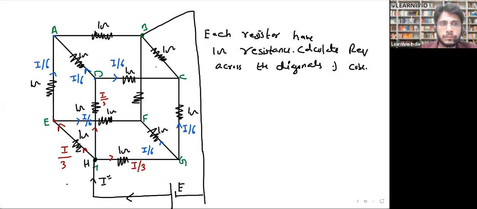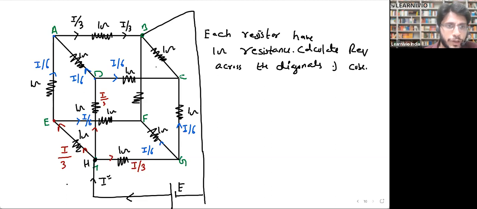At point A, all are coming. I don't see all currents coming. Here, 3 are coming, 2 are coming. See, one is coming from each way. I by 6 is not there. 2 are coming. So I by 6 plus I by 6. How much is I by 6 and I by 6? 2 I by 6, which is I by 3, right? So I by 3 is going here.